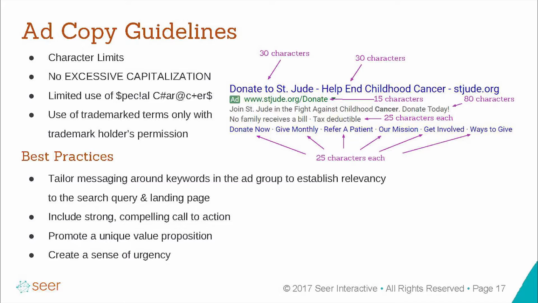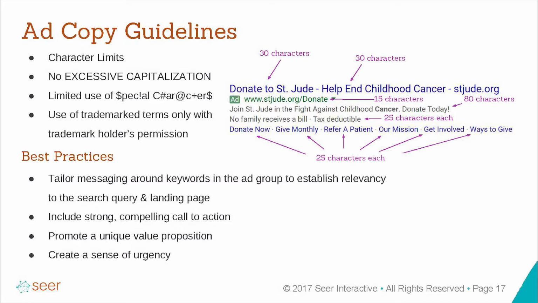You can only use a trademark term with the trademark holder's permission. So if you are the trademark holder, that's great, you're all set. If you work with a partner that you want to use in your ad copy, you just have to run it by them and have them approve it through Google, and then you'll be able to use their trademark terms in your copy.